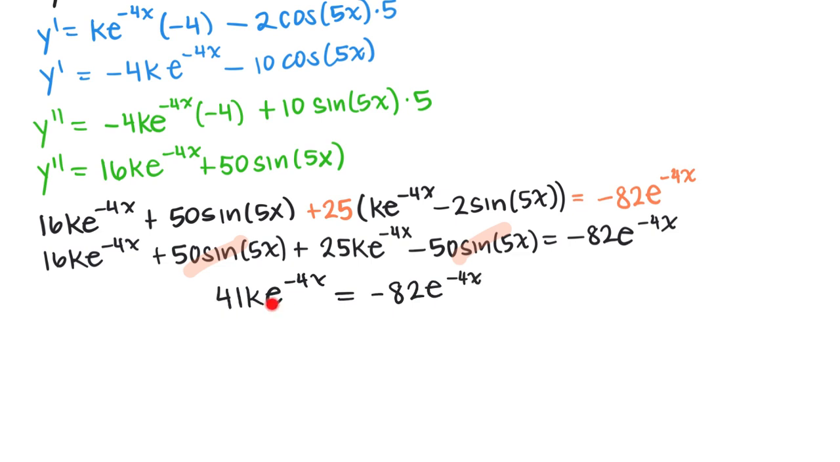Okay, now e to the negative 4x is never going to equal 0, right? E to the anything is always going to be positive, which means I can cancel them on both sides. I'm going to divide them both off. So I have 41k is equal to negative 82, which means k is equal to negative 2. Okay, is that what I was looking for? Yep, for what value of k? So after all of that, I found that k equals negative 2.